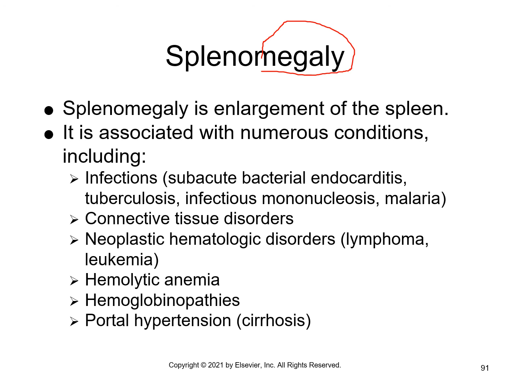Other things that can cause it to become enlarged are connective tissue disorders. Because it contains a lot of lymph, lymphoma or leukemia can cause it to enlarge. It cleans out our red blood cells, so hemolytic anemia, meaning I have too many red blood cells and the spleen's trying to clean them out, can also make it large. Hemoglobinopathies can make it large. And then the last one, which is really fascinating, is portal hypertension caused by cirrhosis, which can make it large.